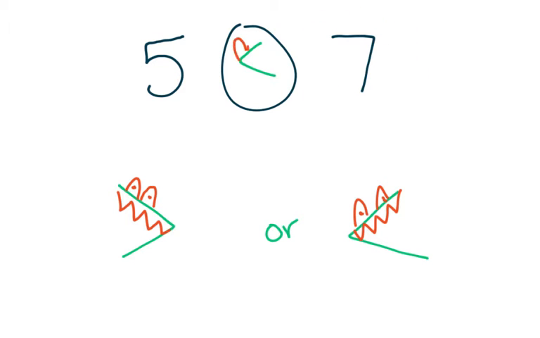So always imagine an alligator with its eyes and its big old pointy teeth, and it's facing the number it wants to eat. It's going towards the number it wants to eat, which is always going to be the greater number. Let me show you another example.